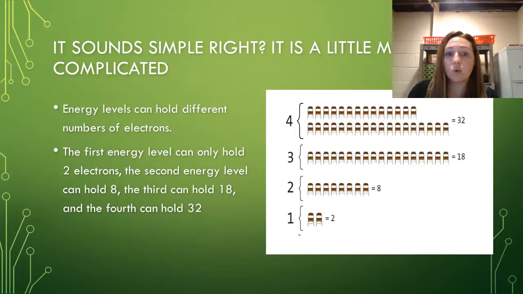So energy levels hold different numbers of electrons. First, like I said, holds 2. Second holds 8. The third holds 18. And the fourth holds 32. So the atomic number, which again equals protons and electrons, determines how many energy levels they have.